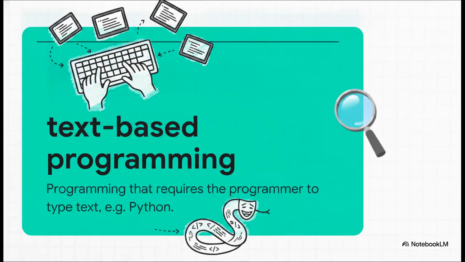And that brings us to a more formal definition. Text-based programming is, simply put, programming that requires the developer to physically type out the text to form instructions. It entirely removes that visual safety net of the drag-and-drop blocks.